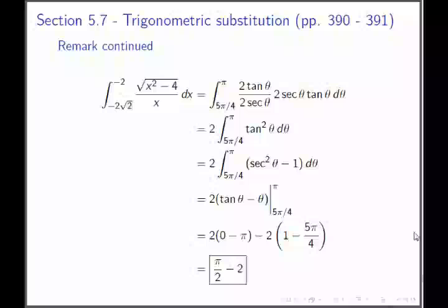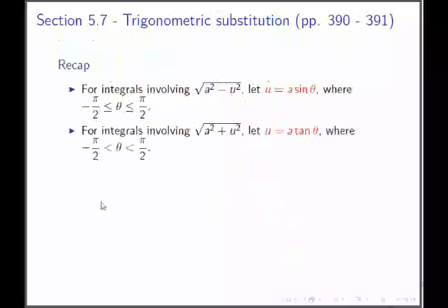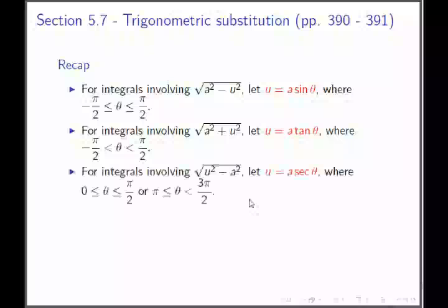Okay, let's recap. For integrals involving square root of a squared minus u squared, we let u equal a sine theta, and we keep in mind that theta is restricted to lie on the right half of the unit circle, possibly including pi over 2 and negative pi over 2. For integrals involving a squared plus u squared under a square root, we let u equal a tangent theta, where this time theta lies in the right half of the unit circle, excluding negative pi over 2 and pi over 2. And for integrals involving the square root of u squared minus a squared, we let u equal a secant theta, where theta lies in quadrants 1 and 3 of the unit circle.